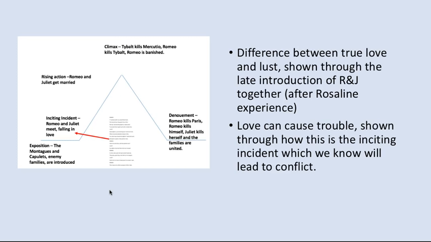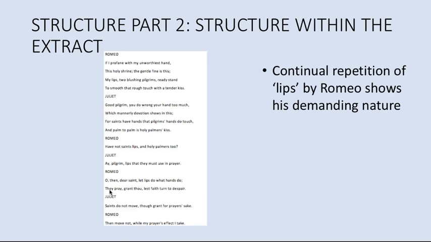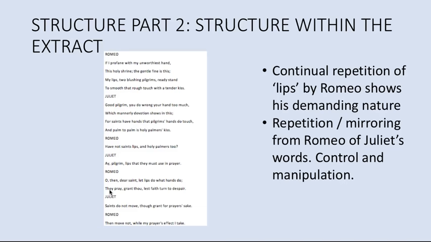The other thing you can do, just the same with paper 1 question 3 for structure, is look at the structure within the extract. For example, there's a continual repetition of lips from Romeo. So does that show his demanding nature for the physical side of the relationship? Also, I think it's interesting how there's this repetition or mirroring from Juliet of Romeo's words.